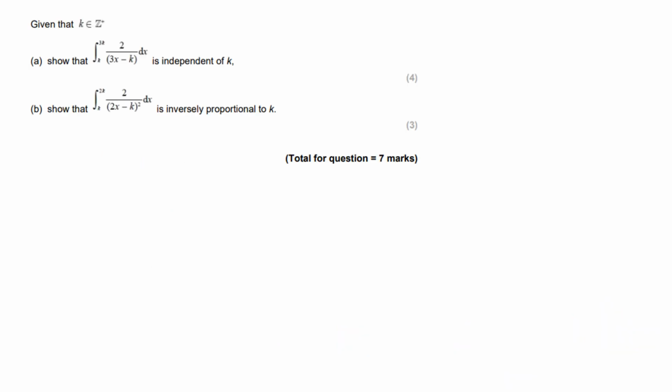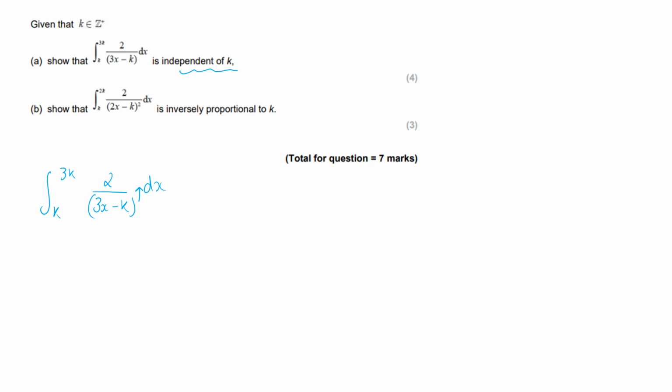In this question, we're asked to integrate and show that the answer is independent of a. So that means our answer has got no k in it. So we are integrating between k and 3k of 2 over 3x minus k. So this is the type of question where you're not going to bring that denominator up and say it's 3x minus k to the minus 1, because when we integrate, we add 1 on and divide by the new power. Dividing by 0 is going to cause us a problem.